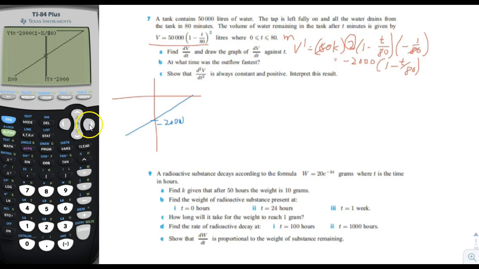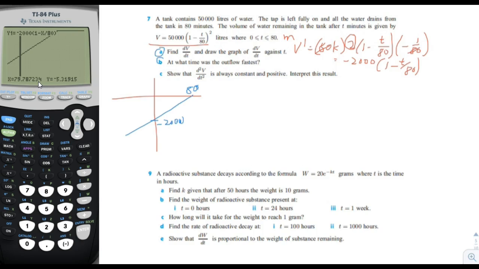And then let's see. This intersection point is about 80. Okay? Alright. So that was A.